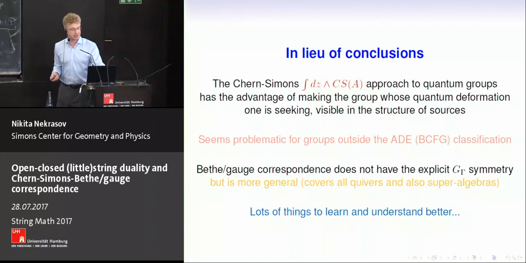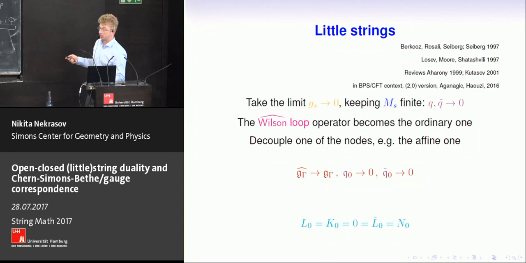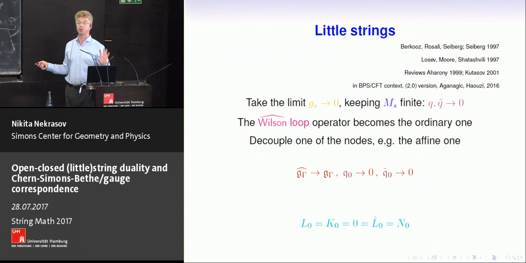You can take a limit in which you send the string coupling to zero if you set some of the numbers of the branes to zero, effectively meaning that you study finite quiver case as opposed to affine quivers. In this case, you can formulate the whole story within a little string theory, and so then this would be the open-closed little string duality.